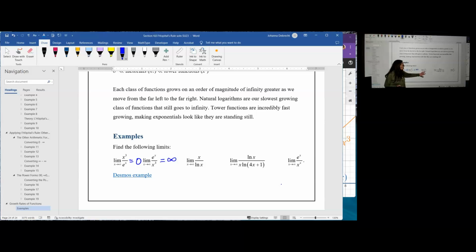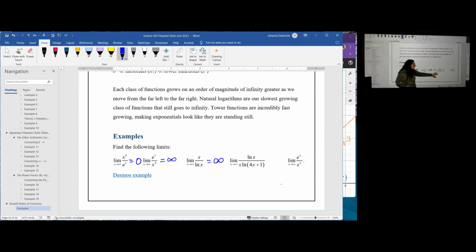What about the limit of x divided by natural log of x? X is just the identity function, y equal x with slope of 1, but it grows on an order of magnitude larger than natural log of x. So it overpowers natural log of x and pulls the whole thing to infinity.